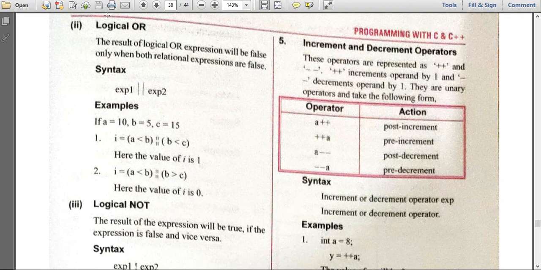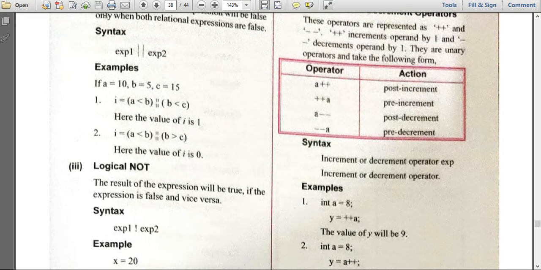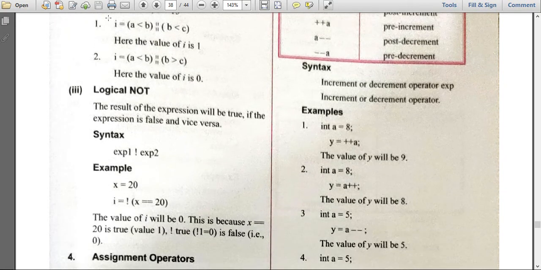The logical NOT, in the sense, the result of the expression will be true if the expression is false and vice versa. If the condition is not true, then it is true. The value of I will be 0. This is because x double equal to 20 is true, that is value 1. So true is 1, NOT of that is 0, that is false. So finally we will get I value as 0.